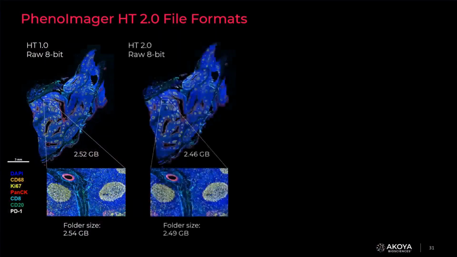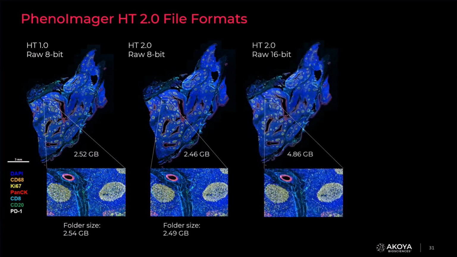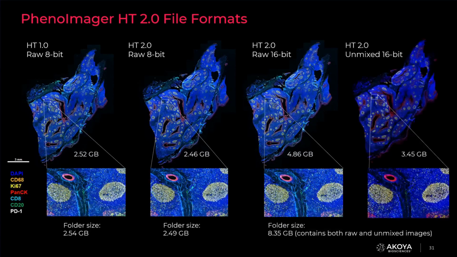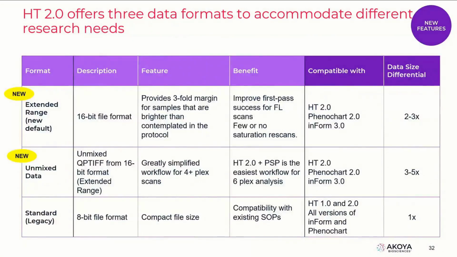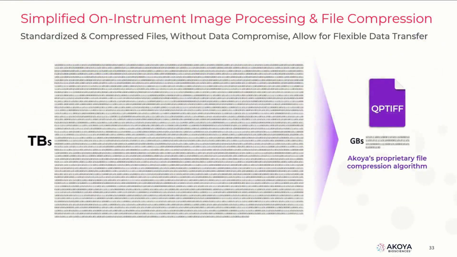In addition to the raw 8-bit file that you could obtain with HT 1.0, the new version also supports a 16-bit file format for higher dynamic range, and the unmixed QPative can also be obtained in a 16-bit format. While the data sizes with the 16-bit would be larger, these upgrades aim to offer flexibility to the user depending on their analysis needs. But the unmixed file still has all the advantages of the QB file format, which comes with Akoya's proprietary file compression algorithm and allows for easy storage, data transfer, and analysis.